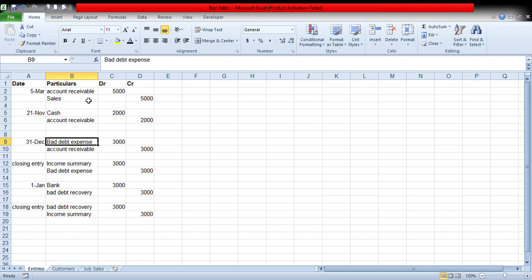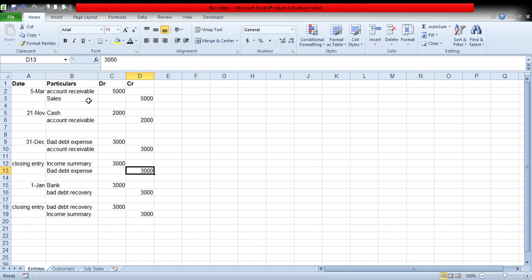Okay, 3000. Understand? Now, I have to close this also because this is an expense I recorded. So, for example, I close it. What is the way of closing? If we have expenses, they have a debit nature, so when we close them, we have to record all the expenses on the credit side. Bad debt expense is an expense.